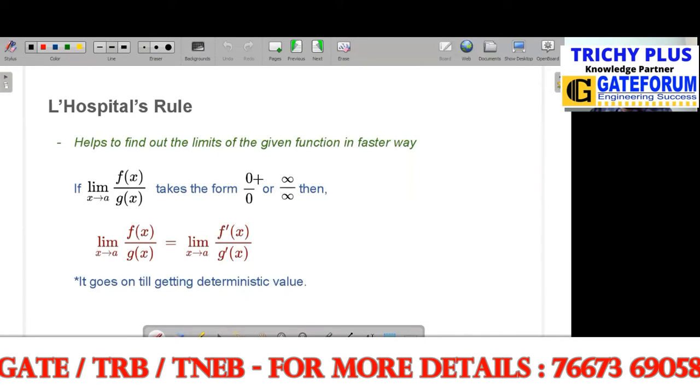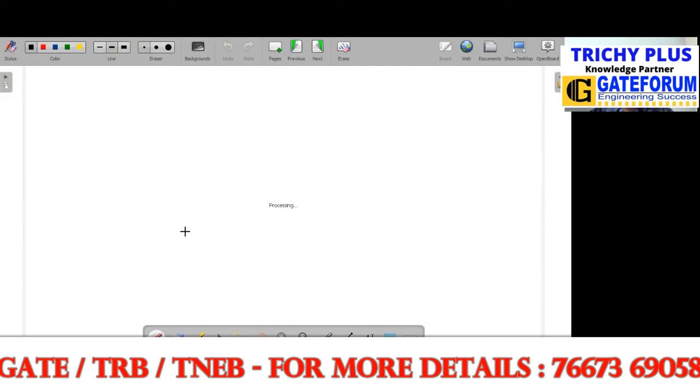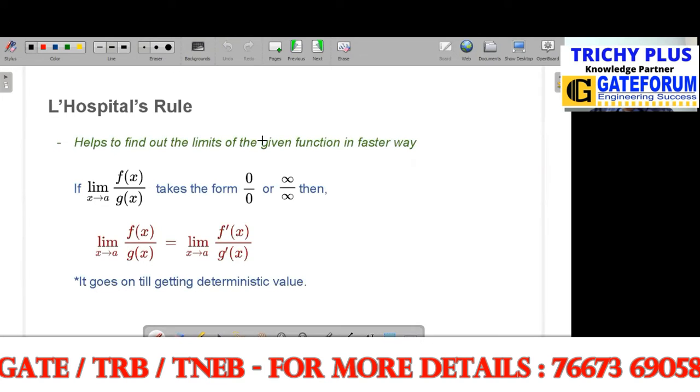It is not in the form of 0 by 0 or infinity by infinity, but still it is an indeterminate form. Infinity by infinity is also an indeterminate form. So whatever the indeterminate form, if you can convert it into 0 by 0 or infinity by infinity, then you can use the L'Hospital rule. If you can't convert, then you cannot use it.